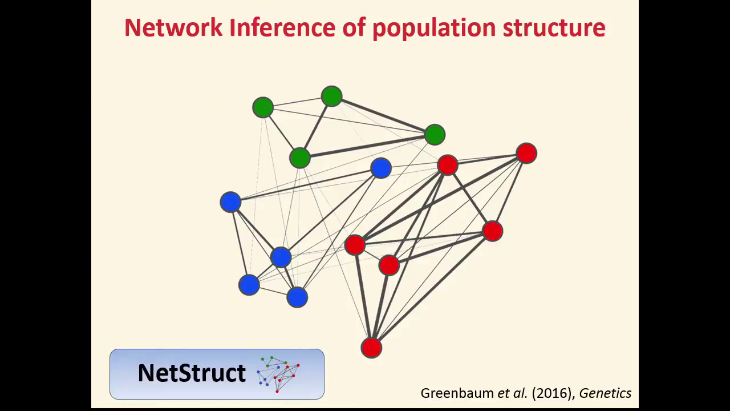So I wrote a software. It's called NetStruct. It's publicly available, and you supply it with your genotypes for your population. It constructs the network, removes the weaker edges, applies these community detection methods, and gives you, as a result, the groups of closely related individuals in your population. So we wanted to test it out.